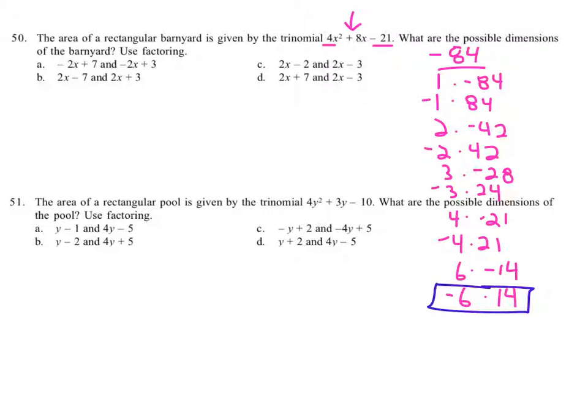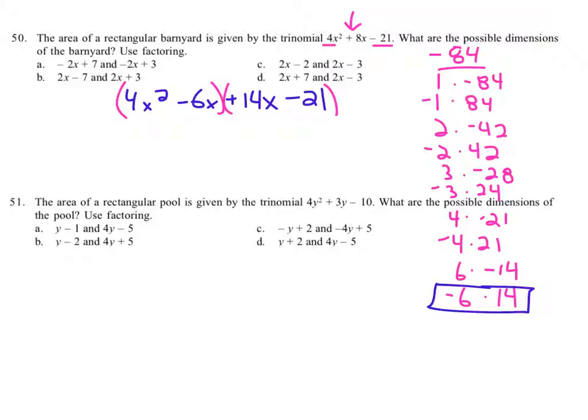But let's write it out now. We're going to write out 4x squared, and instead of 8x, we're going to write negative 6x and positive 14x. Those two combine to the positive 8x. And then minus 21. Now we can group them: this pair and this pair.